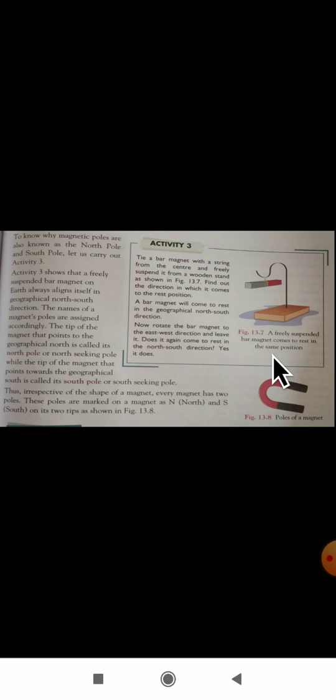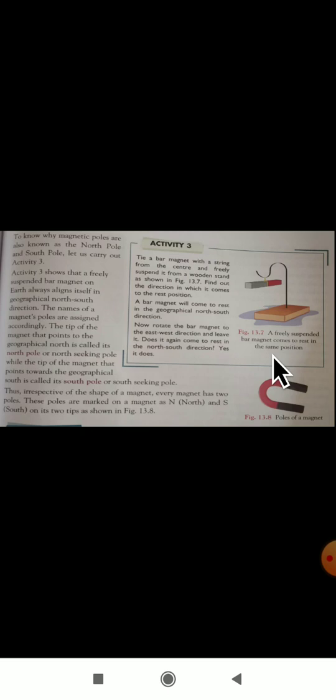This activity shows that a freely suspended bar magnet on Earth always aligns itself in the geographical north and south direction. The names of the two magnetic poles are assigned accordingly. The tip of the magnet that points to the geographical north is called its north pole, the north seeking pole. While the tip of the magnet that points towards the geographical south is called a south pole. Thus, irrespective of the shape of magnets, every magnet has two poles.